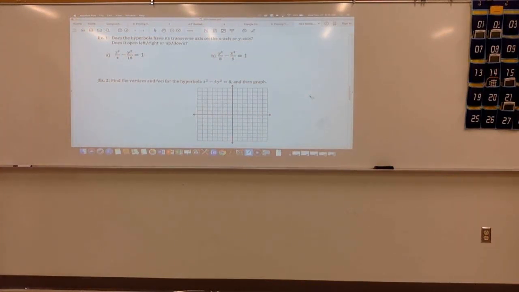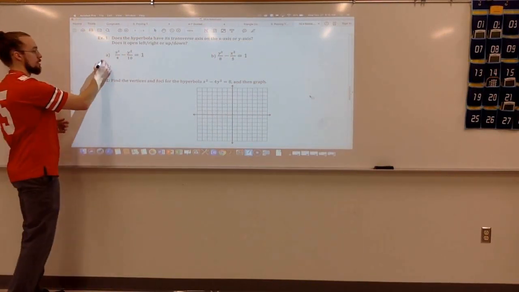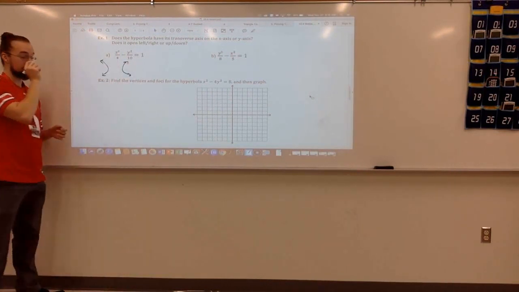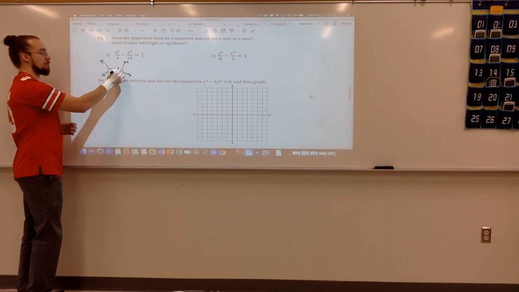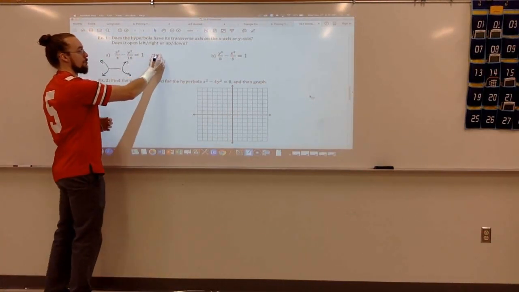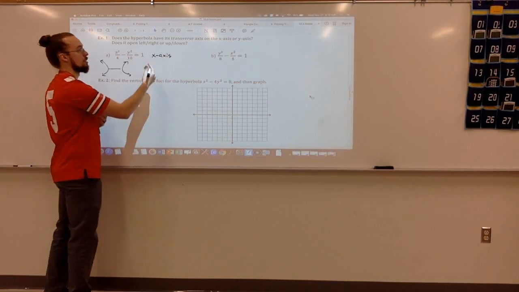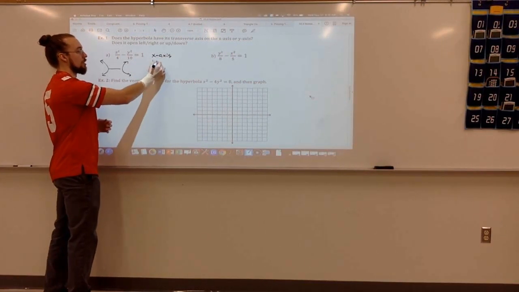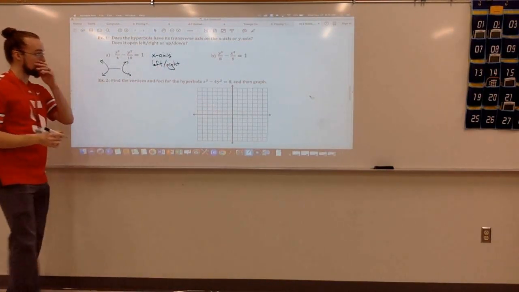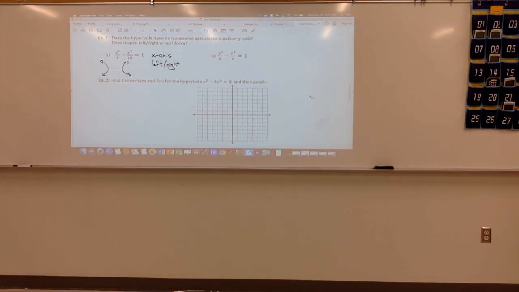So if we're opening left and right, the transverse axis is going to be along the x-axis. Okay, so to answer both parts of the question, x-axis and then left and right. How about the second one?